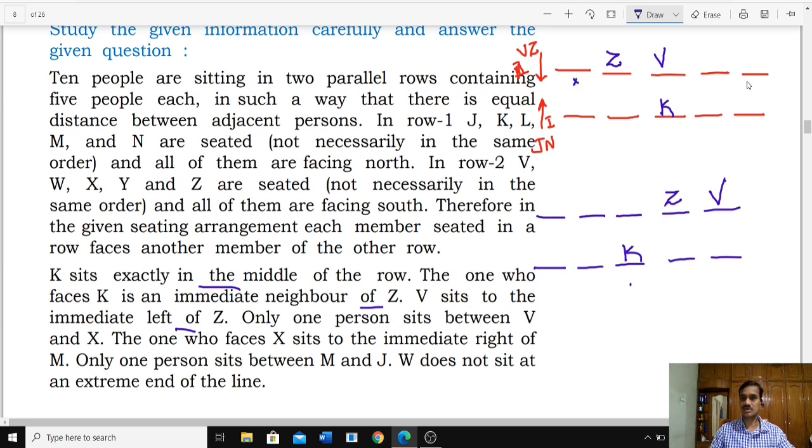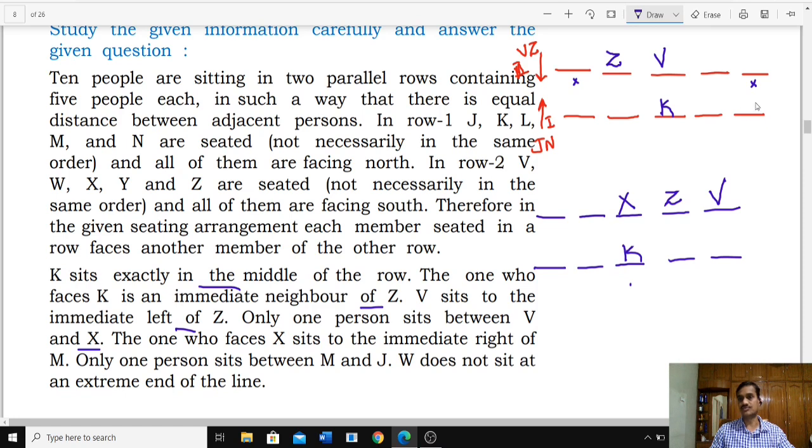X can be here or X can be here. Two different possibilities. Only one person between V and X. X is exactly opposite to this K in the second case. The one who is facing X sits to the immediate right of M. If X is here, this person is opposite to X, and that person is to the immediate right of M.